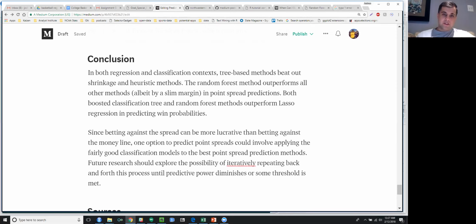So using the classification output that is decent to model point spread better, and then using a better point spread projection to model classification better, and then vice versa, back and forth. My theory is that if you do that enough times, we'll get to a point where the classification error rate drops, maybe moves towards 0, and the mean squared error of the point spread regression also moves towards 0. But that'll have to be for another day.